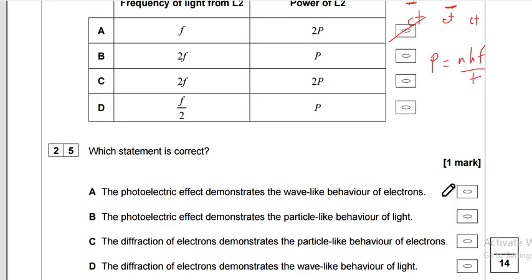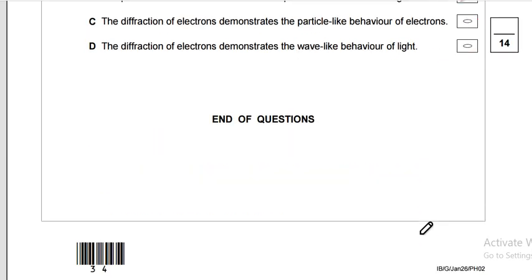Okay, the photoelectric effect demonstrates wave-like behavior of electrons? It is of photons, not electrons. It demonstrates particle-like behavior of light. This is correct. Diffraction demonstrates wave, not particle. And diffraction demonstrates wave behavior, but of electrons. What an easy question.